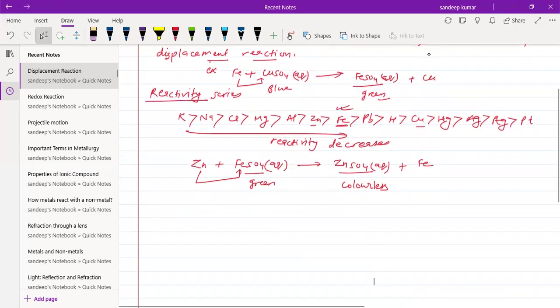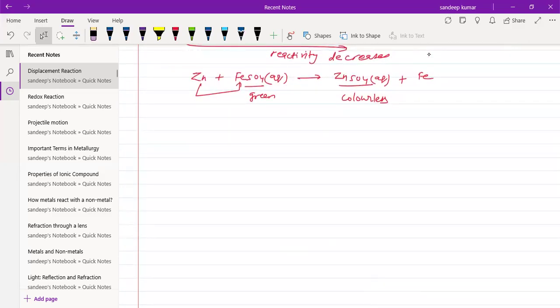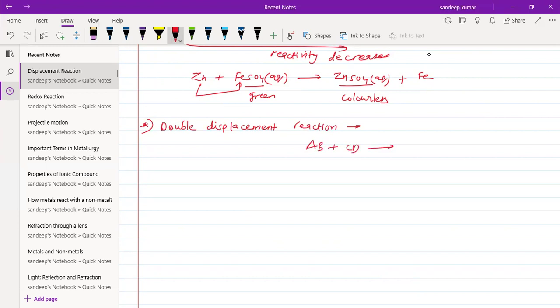Let's talk about the double displacement reaction. We can represent a double displacement reaction as AB plus CD gives rise to AD plus BC. Two substances combine to form two new substances, children. That is a double displacement reaction. You can explain it as the type of reaction in which the mutual exchange of ions takes place. Definition, please note it down, children.